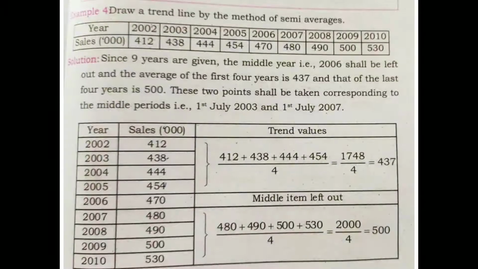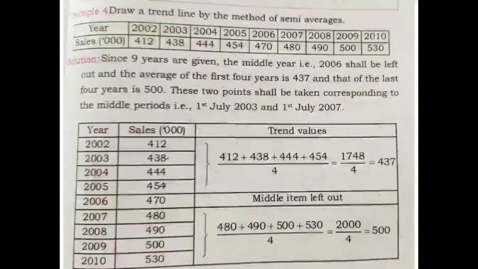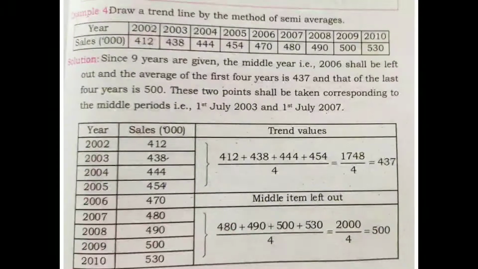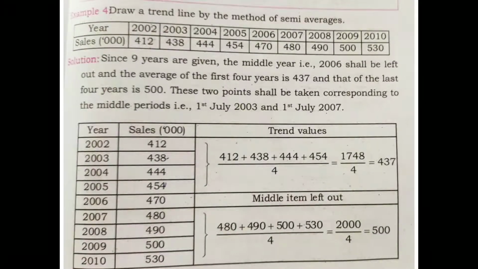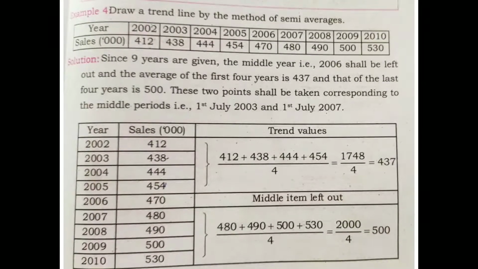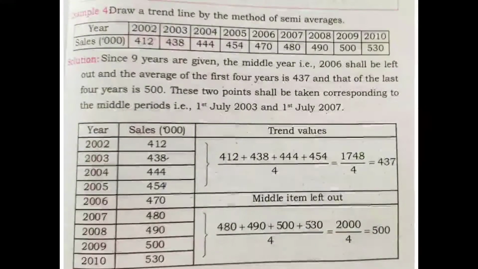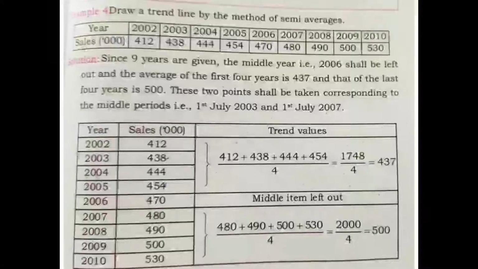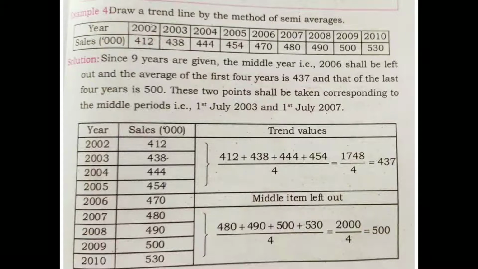You see the solution. Add 412 plus 438, 444 plus 454, which gives you 1748, divided by 4, which is equal to 437. Next, the middle value will be 470, and next add 480 plus 490 plus 500 plus 530, which gives you 2000, divided by 4, which gives you 500.